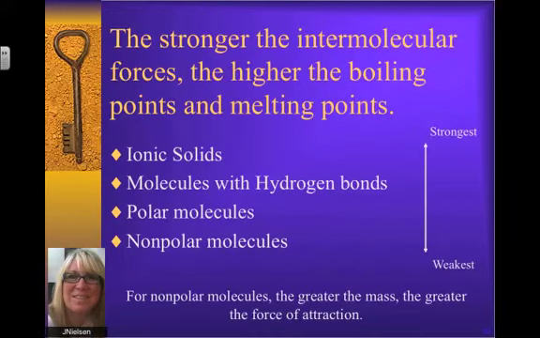The stronger the intermolecular forces, the higher the boiling and melting points. So ionic is the strongest, then molecules with hydrogen bonds, then dipole-dipole or polar bonds, and nonpolar with LDFs being the weakest.